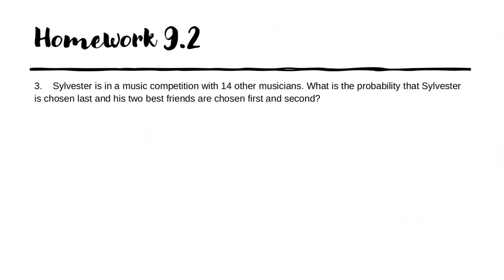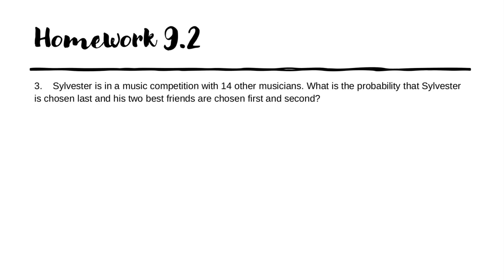3 is the other homework question. You have Sylvester in a music competition with 14 other musicians. What is the probability that he is chosen last and his 2 best friends are chosen first and second? I'm going to show you 3 different ways how to do this, just to show you that there are always so many ways to solve any of these types of problems. Again, there's not just one way to do pretty much any probability question.